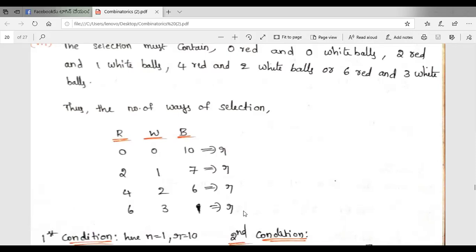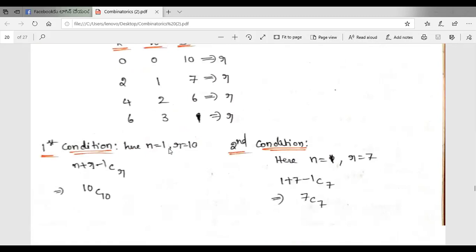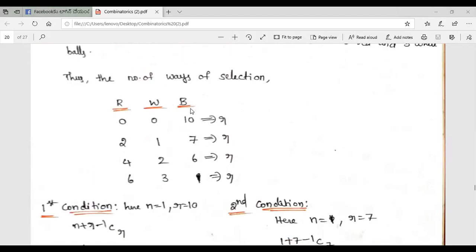R represents combination. Okay. So first condition here, n is equal to 1, R is equal to 10. Means we have to select 10 balls from blue box. So that is the object. So n represents number of objects. We have to select 10 balls from one object. So n is equal to 1, R is equal to 10.